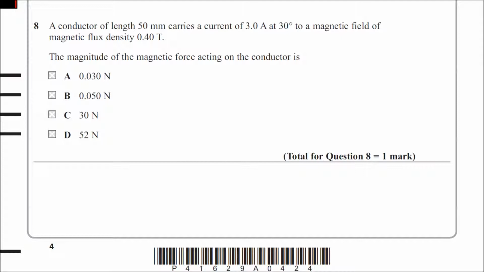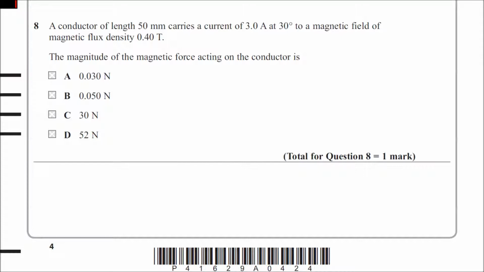So that times 5. You can use a calculator for this, that's cool. 12, I'm going to make that 6, 60, 30 times 10 to the minus 3, which is what, 0.03? Yeah, I'm going to go with A as my correct answer.